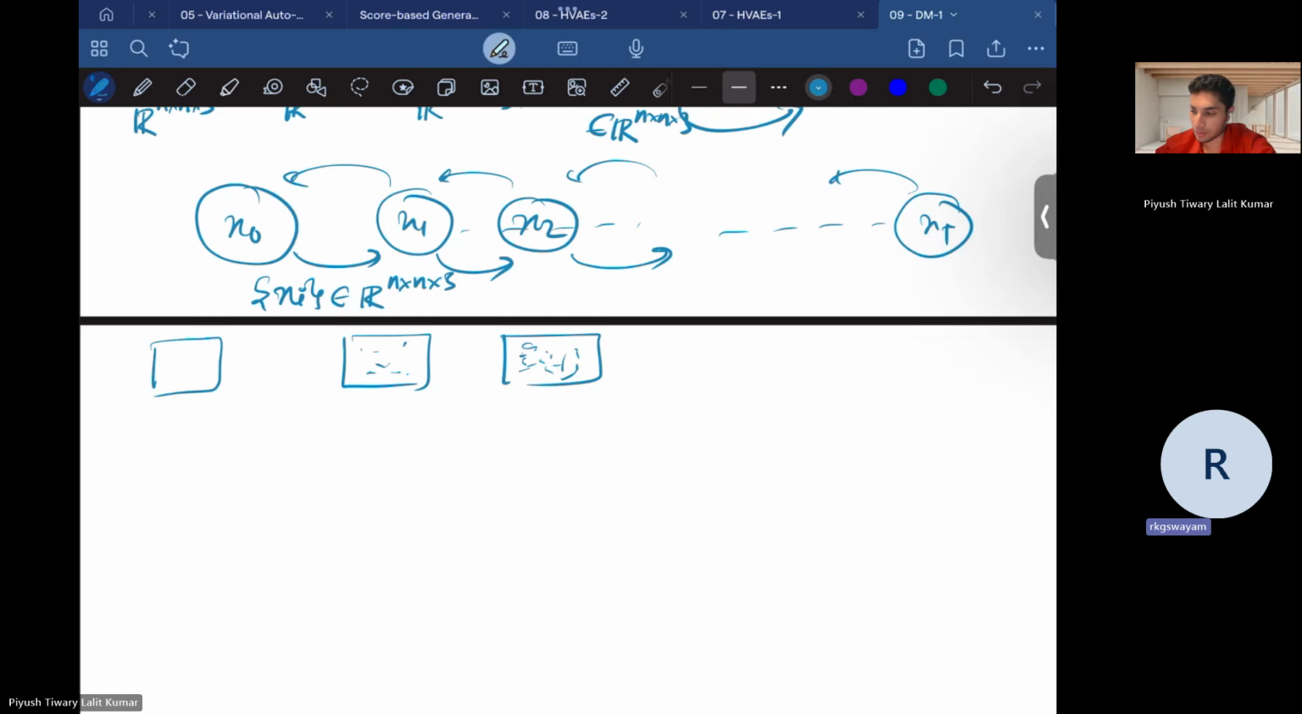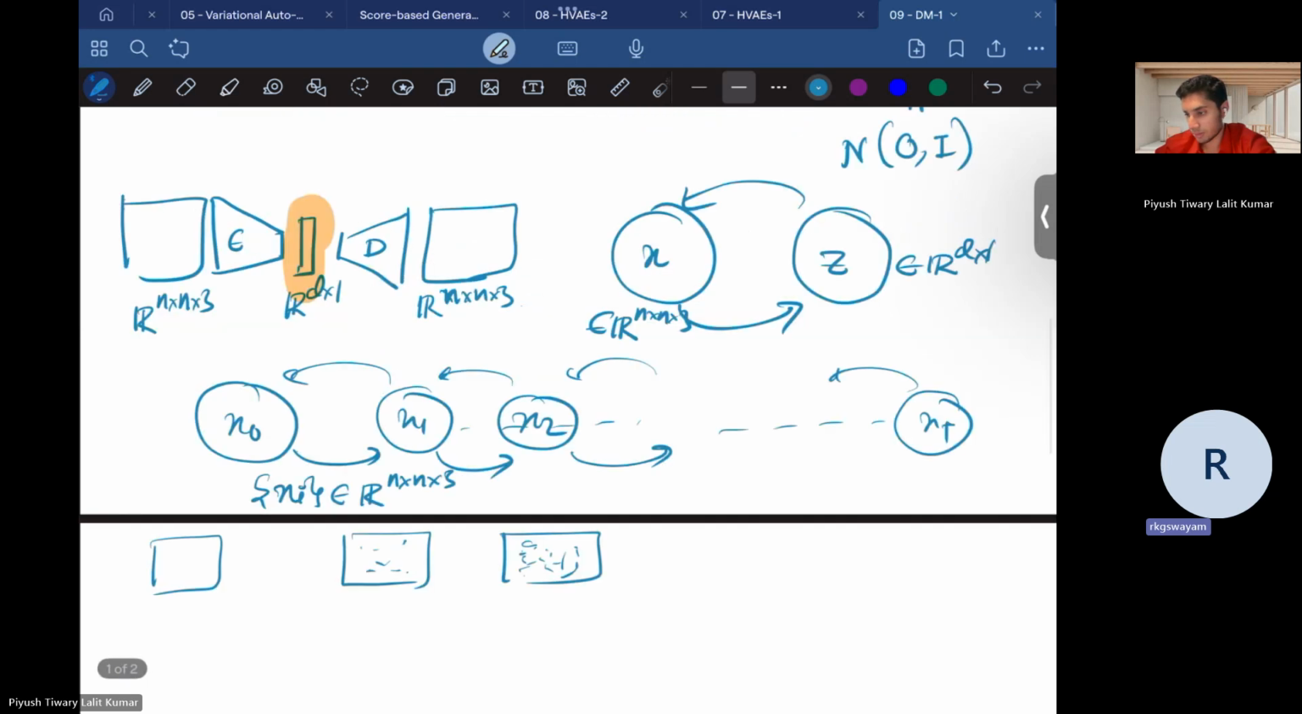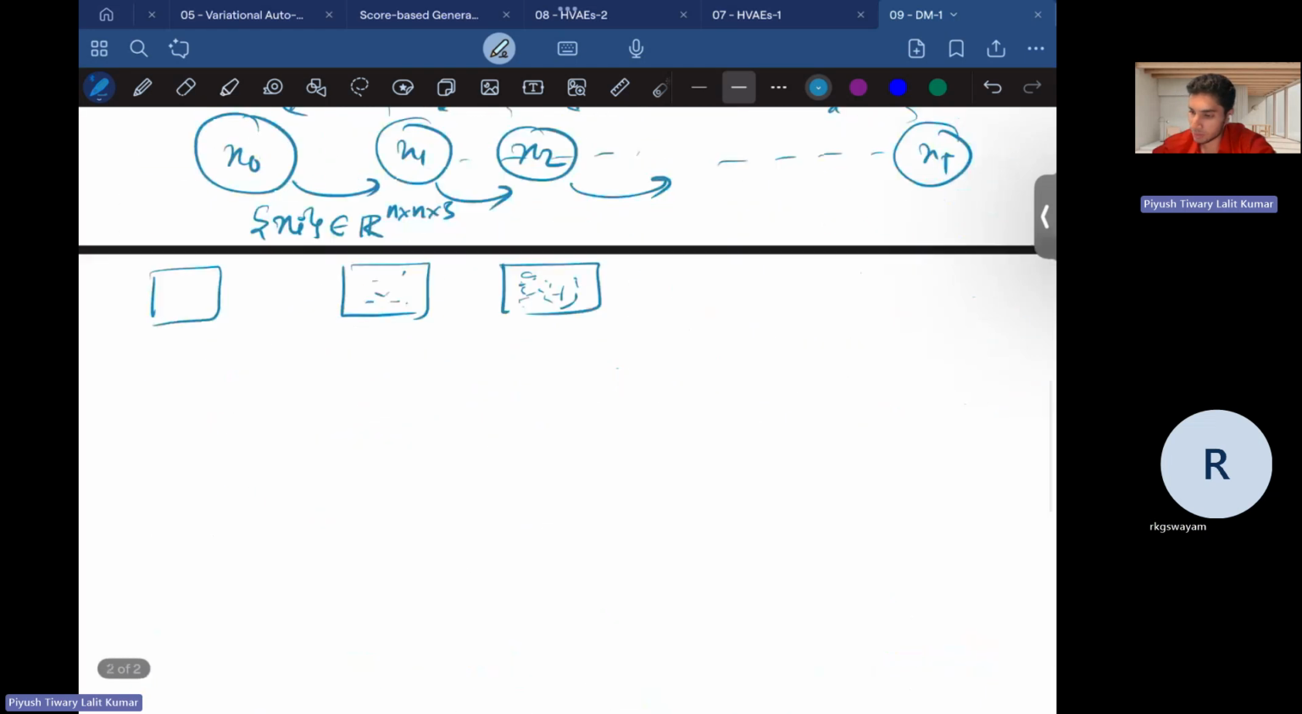Yes, but then what's the meaning of the matching of the dimensions? This is what we mean by matching of the dimension, right? So all xi's will have the same dimension, R n cross 3. Okay. And what about the third one?